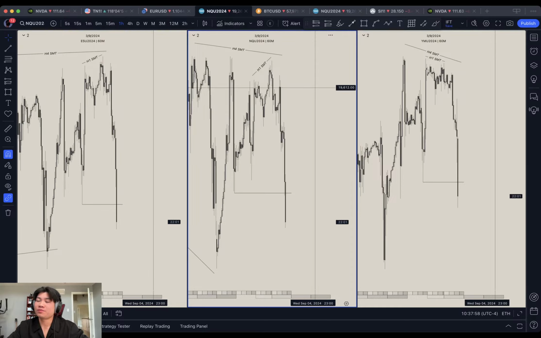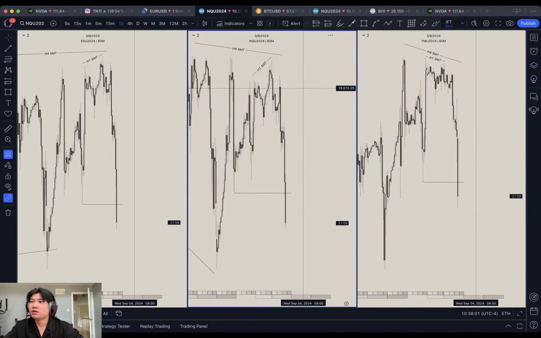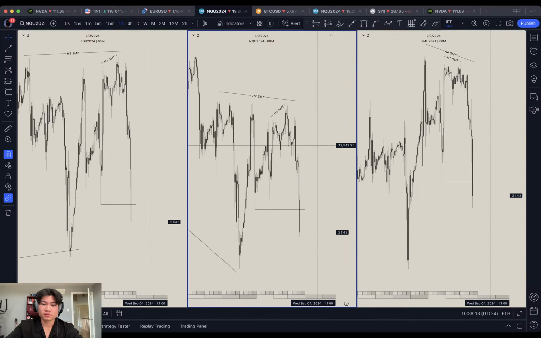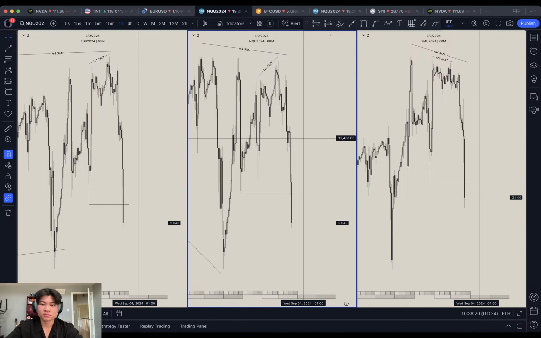Do SMTs have to happen at the same time? No, it does not. How do you know when SMT is bullish or bearish? If it occurs on the highs, it's bearish. If it occurs on the lows, it's bullish. That's pretty much it. It's pretty simple.